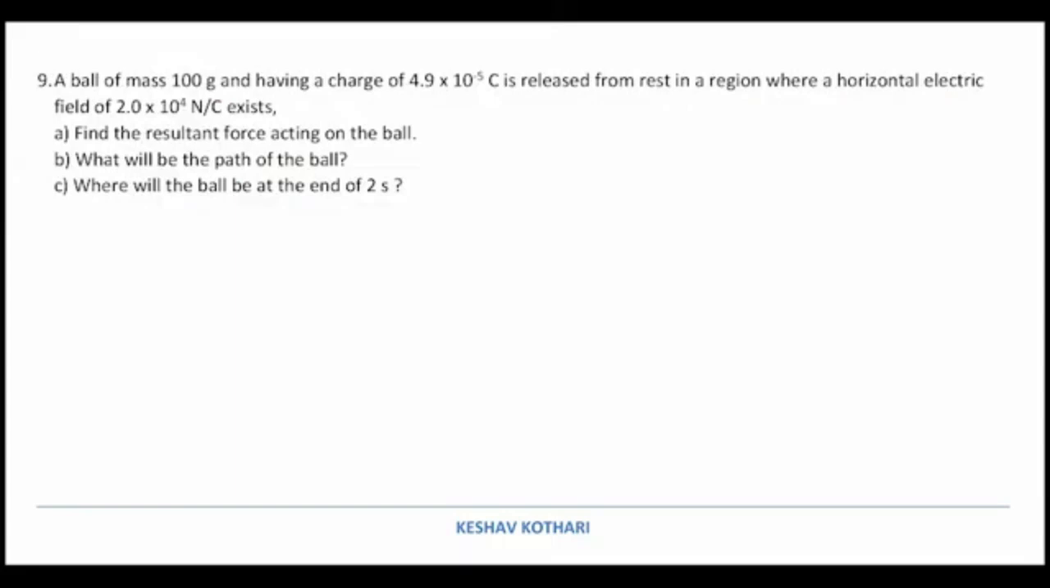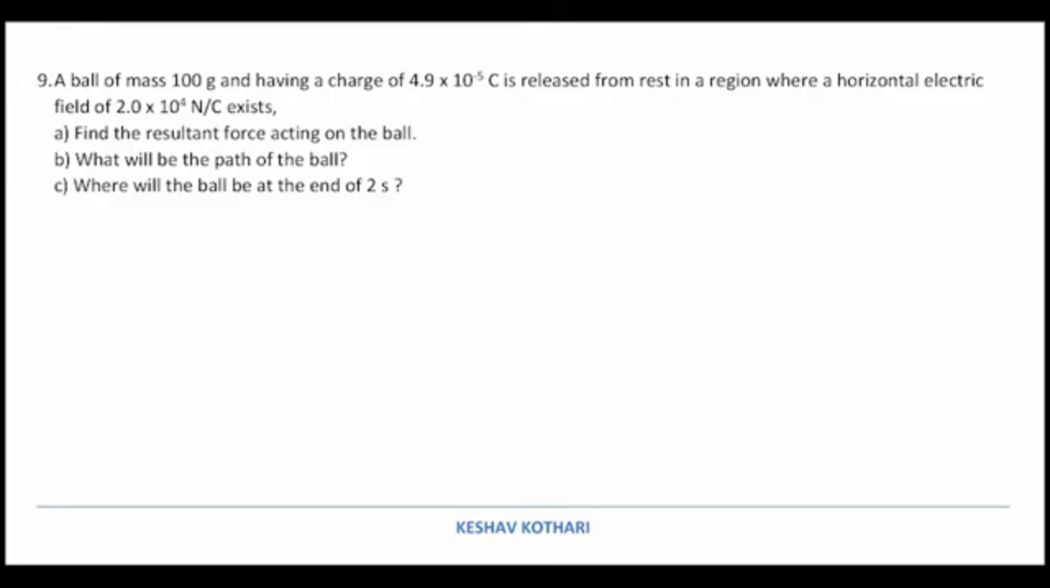A ball of mass 100 gram and having a charge of 4.9 × 10^-5 coulomb is released from rest in a region where a horizontal electric field of 2 × 10^4 Newton per coulomb exists. The question is asking: find the resultant force acting on the ball, what will be the path of the ball, and where will the ball be at the end of 2 seconds. So this is the question that is asked.